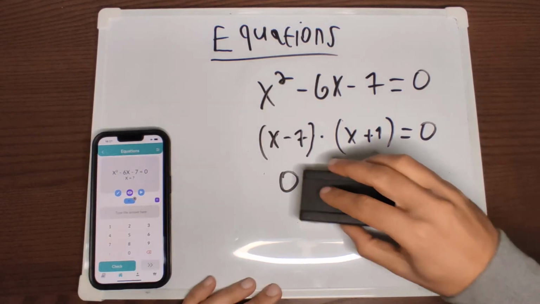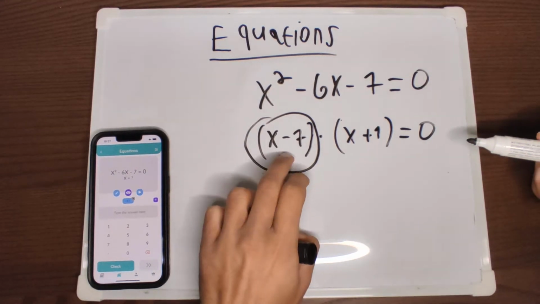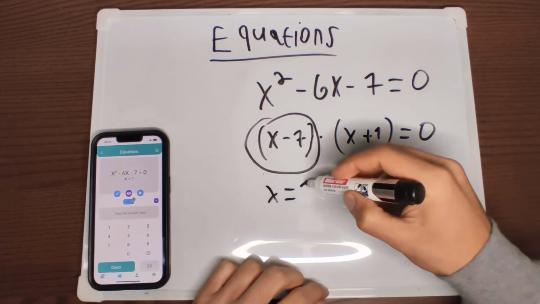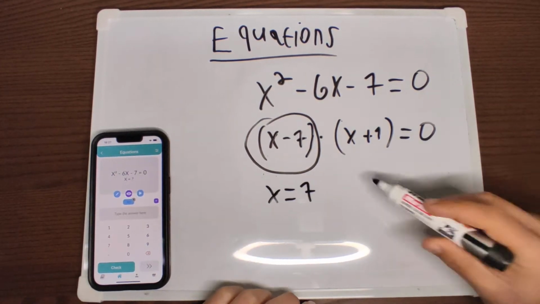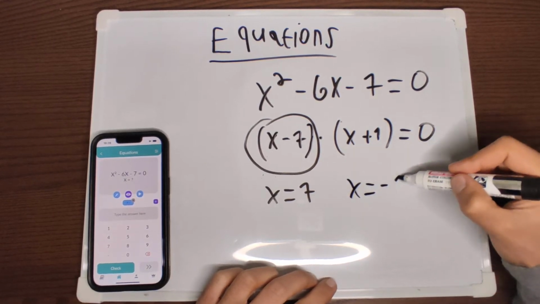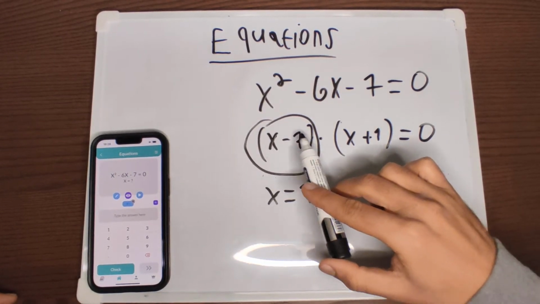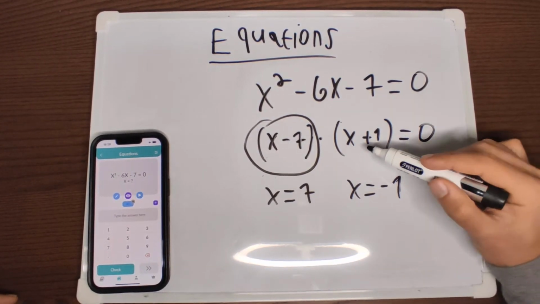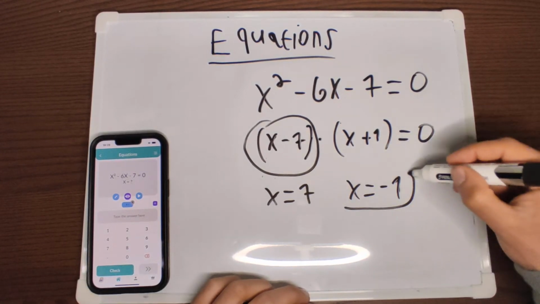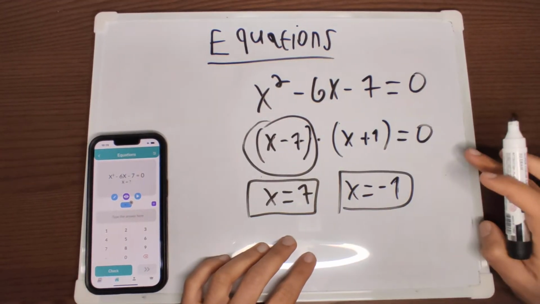So if any of those expressions, the left one or the right one, will be 0, this equation will be correct, because it will make all the left side 0. So let's check when this one will become 0. When x minus 7 is 0, when x equals 7. Okay. And when x plus 1 is 0, when x equals minus 1. Yeah, we can check it. 7 minus 7 is 0. And minus 1 plus 1 is also 0. So those are the two results for this equation.